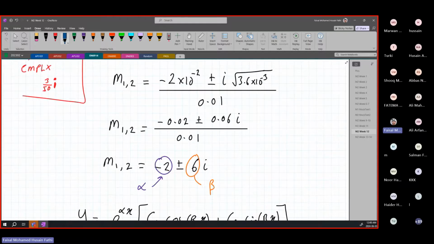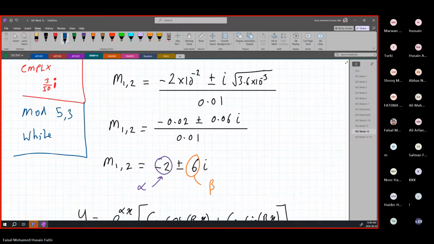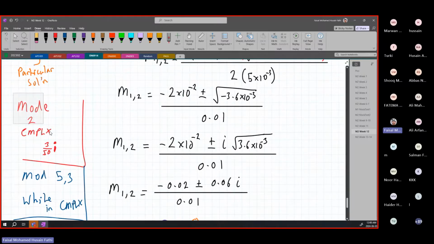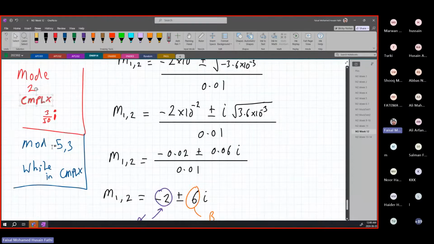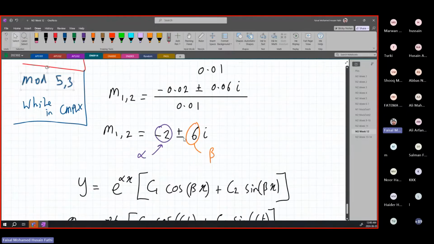Another way is using mode 5.3 while in complex. First, do mode 2 so the calculator switches to complex. At the top of the calculator you see complex. Then you're going to do mode 5.3 and it will find the solution. It will give you -2 plus 6i and then -2 minus 6i, x1 or x2. All right?